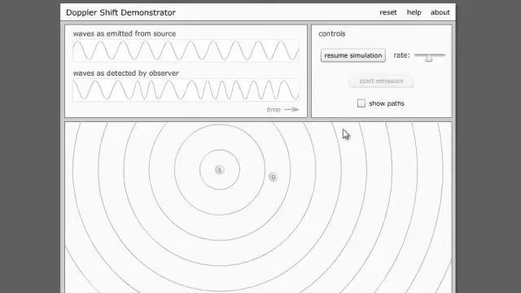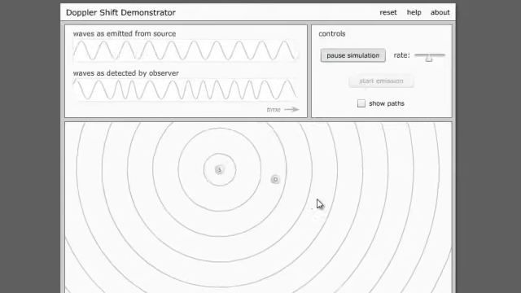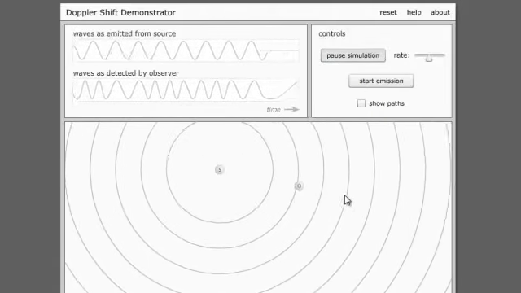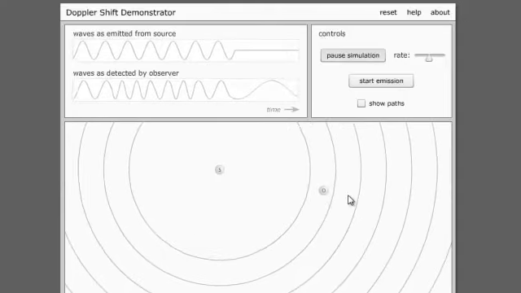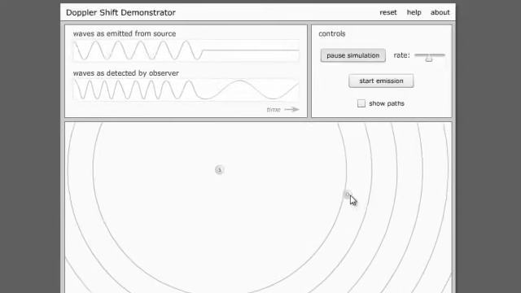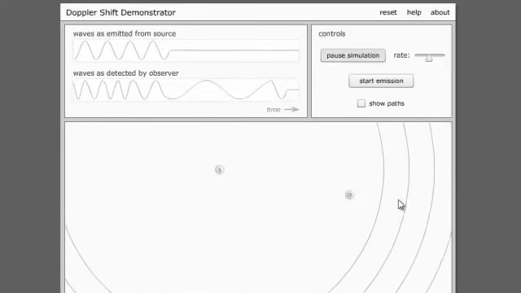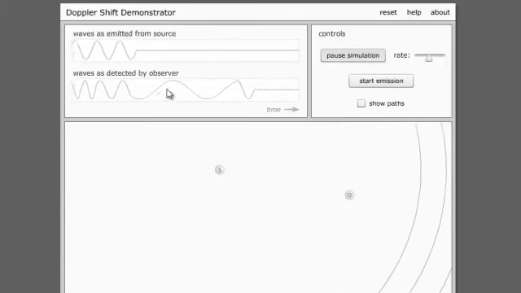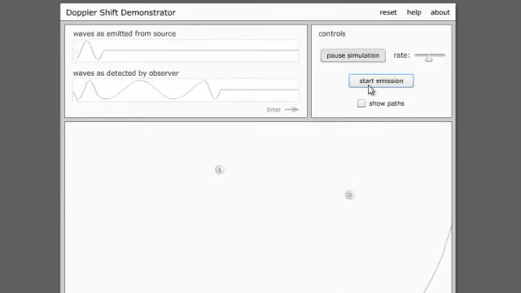So let me move the observer back here. Now I'll move the observer away, and you can see, since the observer is moving away, the wavelength is getting way longer, right? Because it's like moving along with the waves. So you see it stretch out like that. That would be a red shift, right? Because the wavelength is getting longer, the light is getting redder.